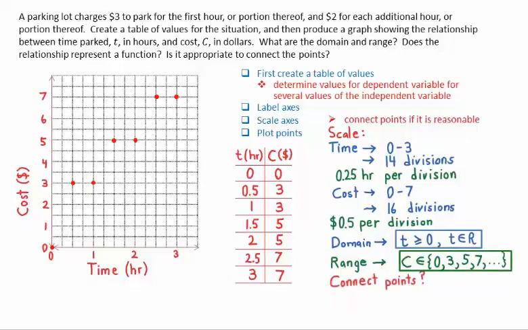Is it appropriate to connect the points? We have to ask ourselves, can we have values between the points on the grid? In this case, the answer is yes. However, only in the horizontal direction. Therefore, we can only connect points going horizontally, and then we jump from $3 up to $5, and then again connect the points horizontally.